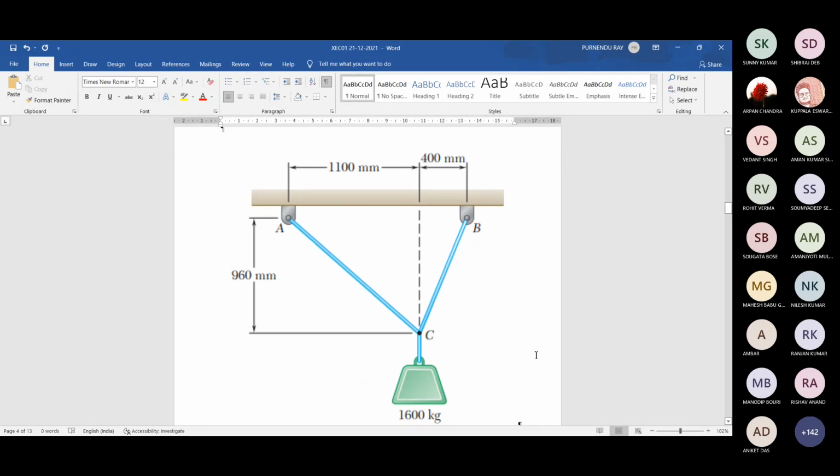Do you get a diagram? Yes, sir. Yes, sir. Yes, sir. Just hold a minute.